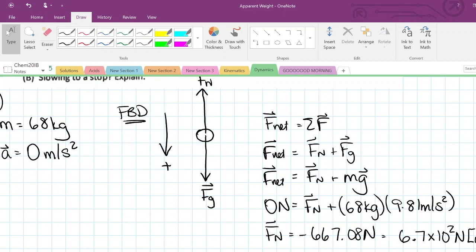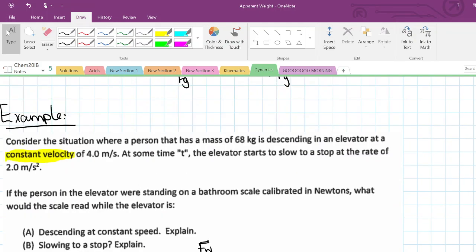Now, in terms of my apparent weight, this number is just a representation of the apparent weight. It doesn't tell me that my apparent weight is in the upward direction. My weight is always pulling me down. So for this, the person's apparent weight, because we're moving at a constant rate, is going to be equal to their true weight.